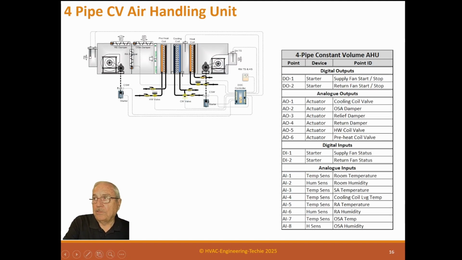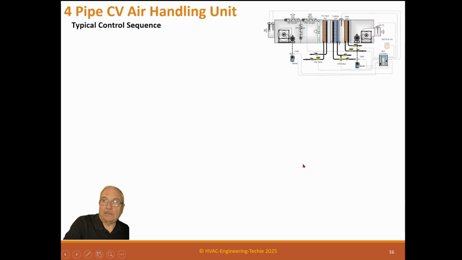The control points list is the starter, supply fan start-stop, return fan start-stop. Those are the digital outputs. The analog outputs are the cooling coil valve, the outside air damper, relief damper, return damper, the hot water coil, and the preheat coil. So now we've got a lot more valves. Digital inputs are the supply fan status and return fan status. These are the current switches. Analog inputs are the room temperature, room humidity, supply air temperature, cooling coil leaving temperature, return air temperature, return air humidity, outside air temperature, and outside humidity. And the reason we need these points is because we're going to be doing some dehumidification, and we may even be doing an enthalpy economizer. We'll talk about that in a second.